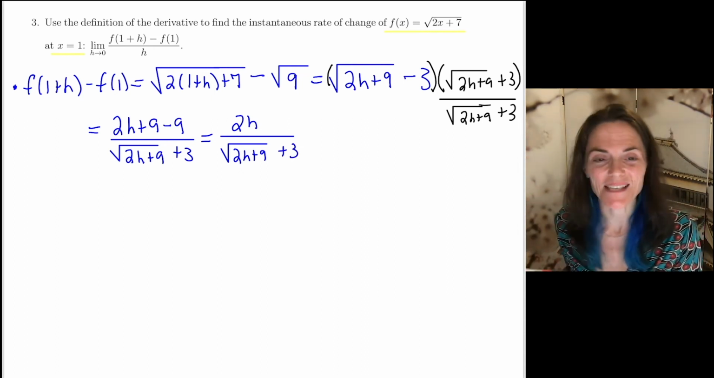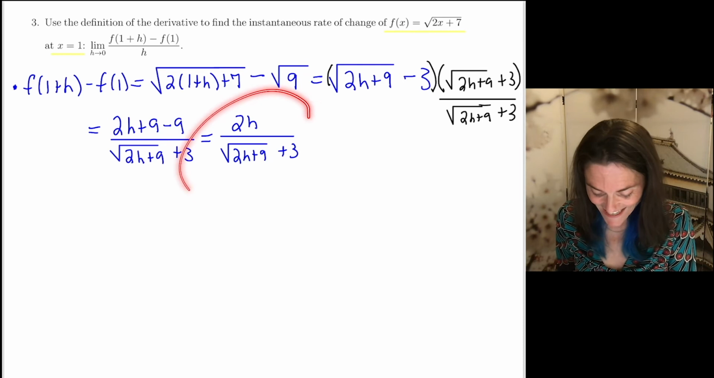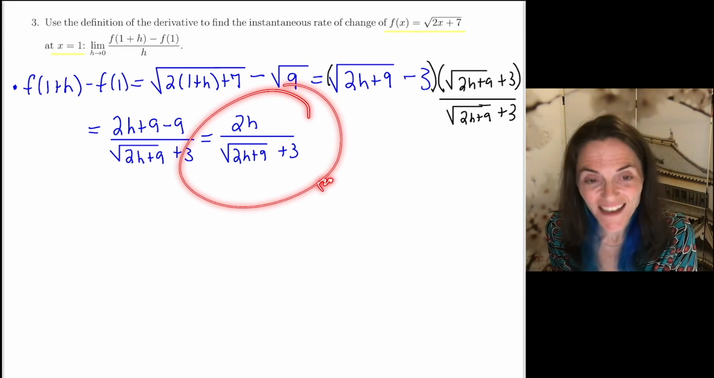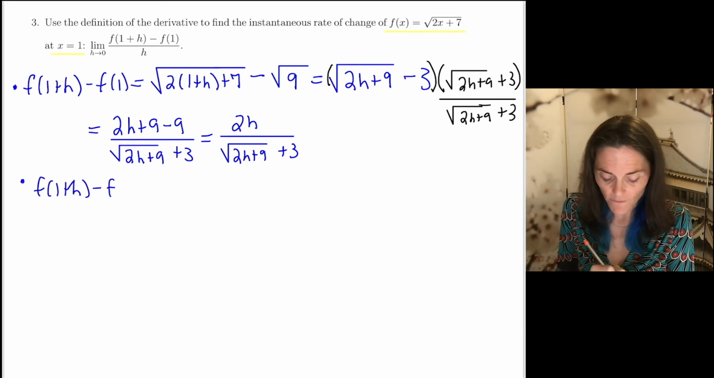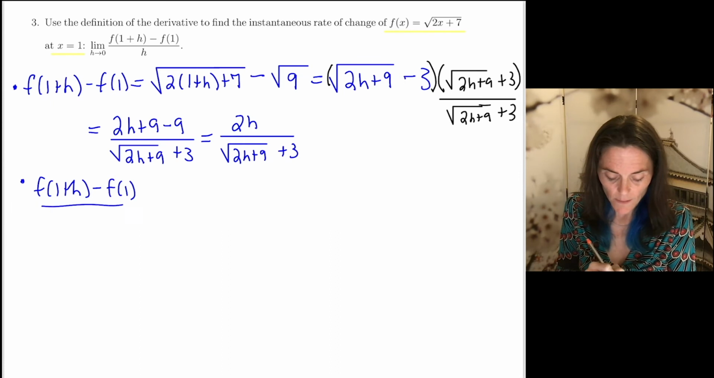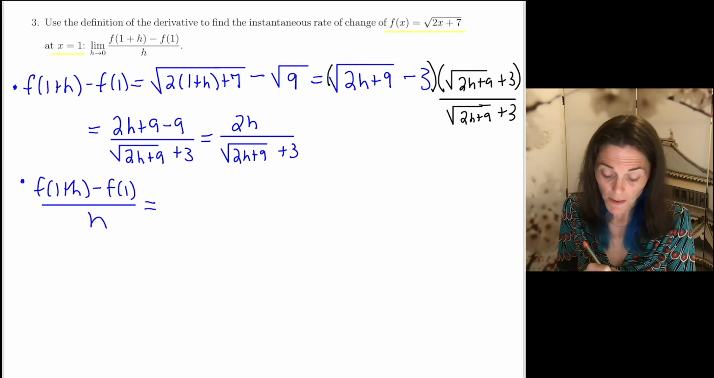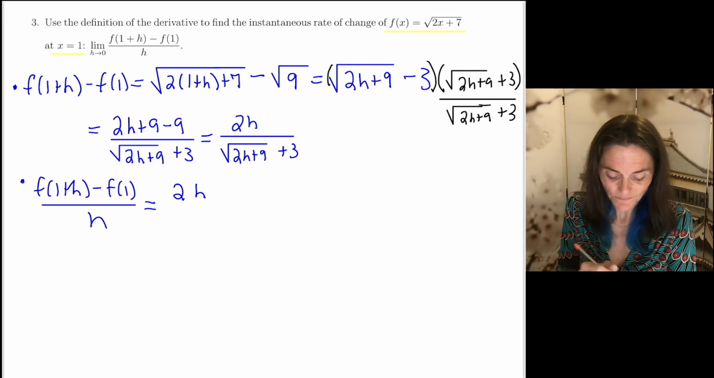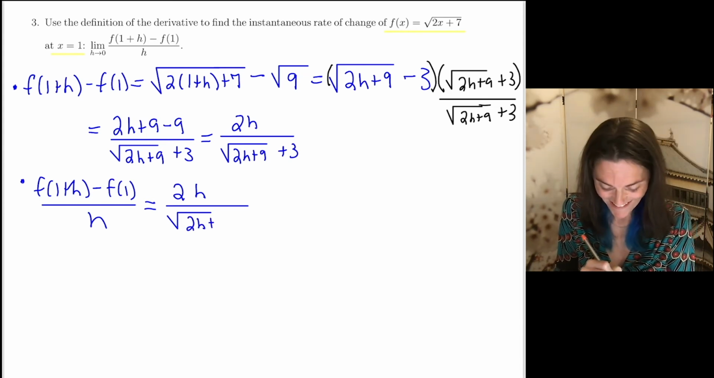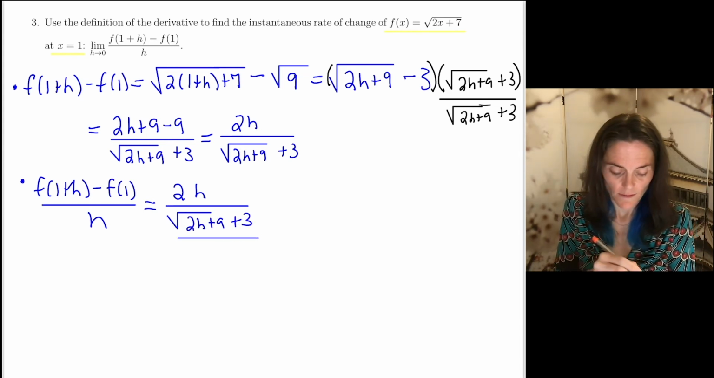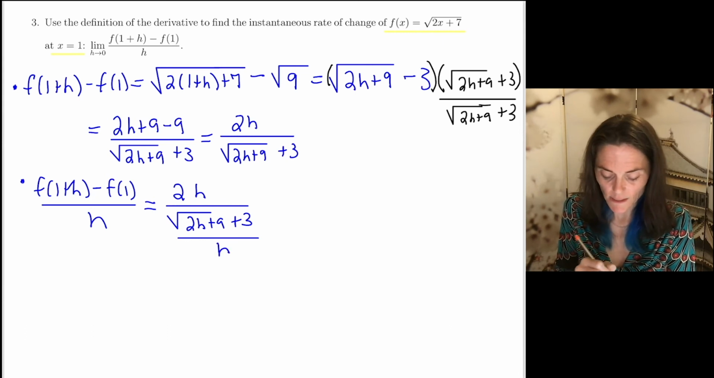This is h times something, right? This is h times something, and that's exactly what I want. So I can divide by h in the next step. So I have f of 1 plus h minus f of 1 divided by h. All that happens is, maybe I'll do it in 2 steps, but this is when everything gets wonderful. By h. And this h is in the denominator.